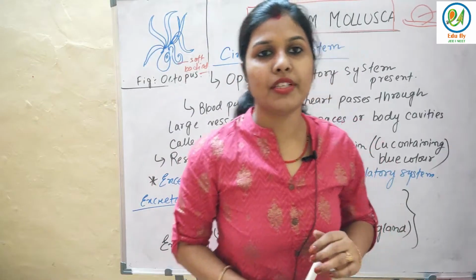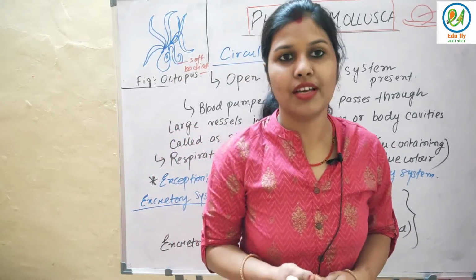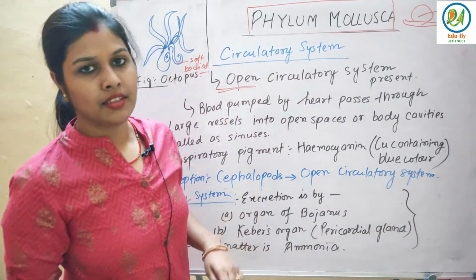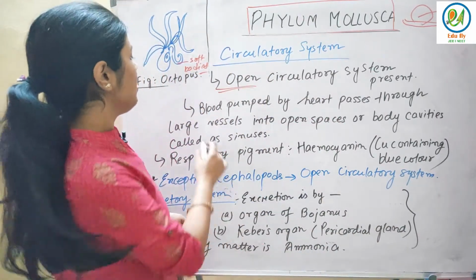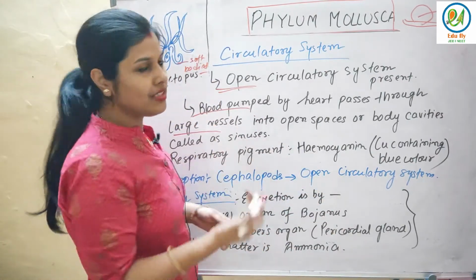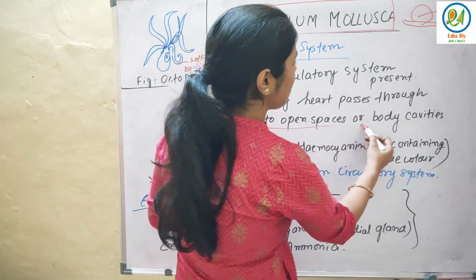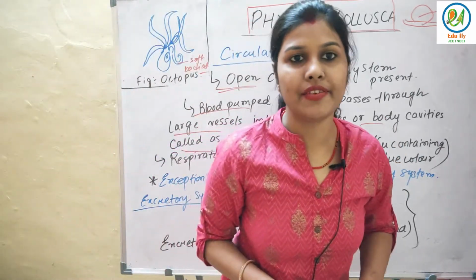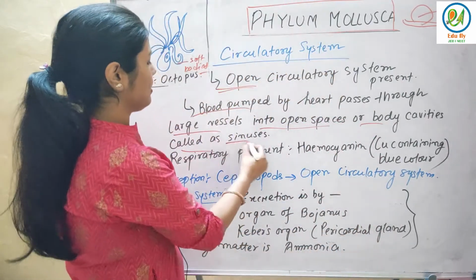So we'll now talk about the circulatory system. In case of mollusk, they have an open circulatory system. Fine. They don't have a closed circulatory system. Blood is pumped by the heart. First it passes through the large vessels into open spaces or body cavities called sinuses. What is called body cavity is known as sinuses.